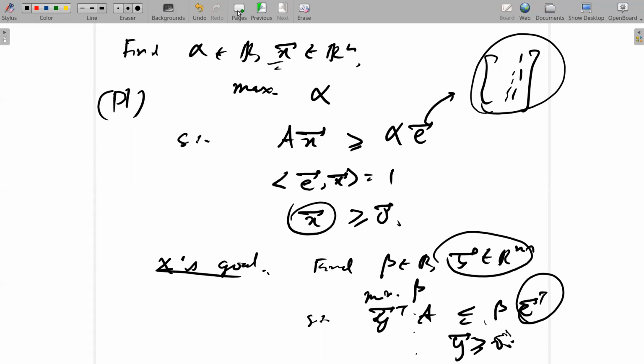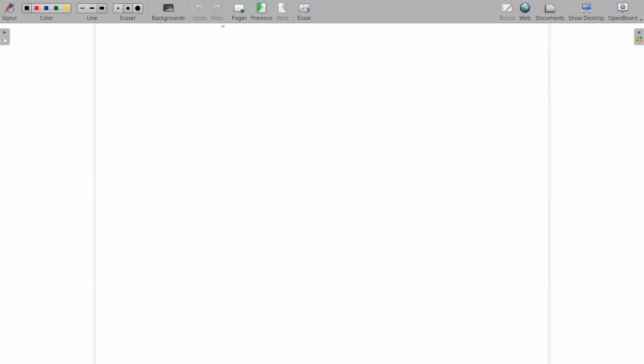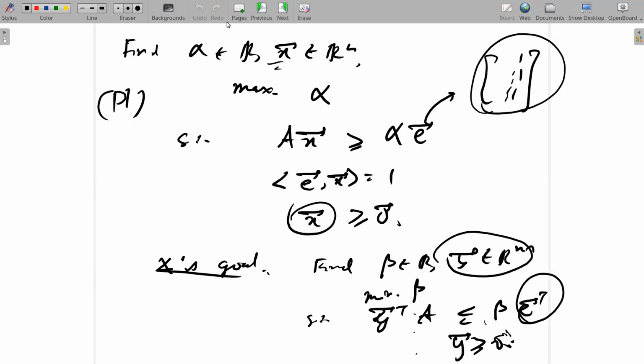I can formulate this as: you want to minimize minus alpha, and here you want to maximize minus beta. So notice that these are actually dual problems to each other, if you formulate it the right way. Let's call this P2.